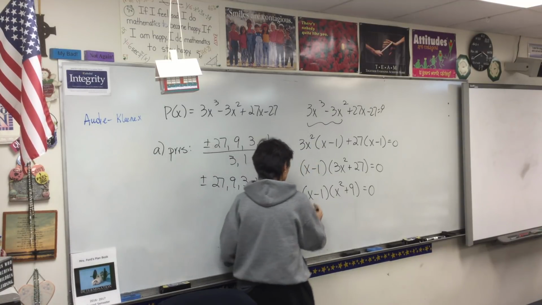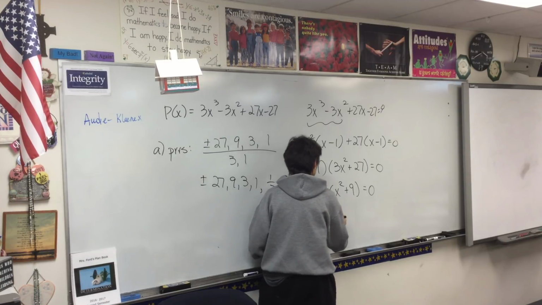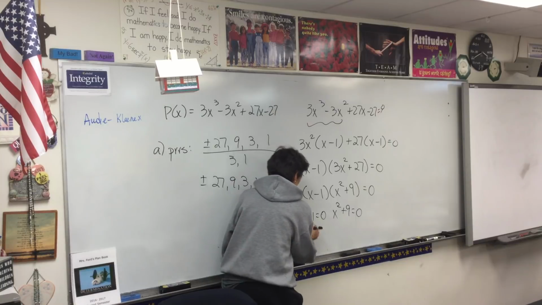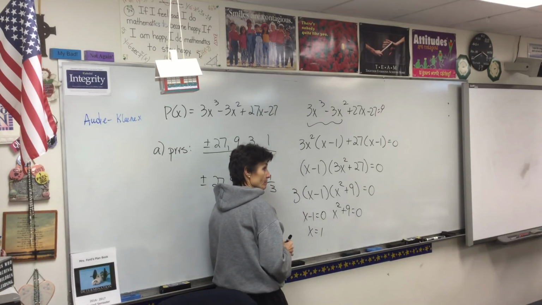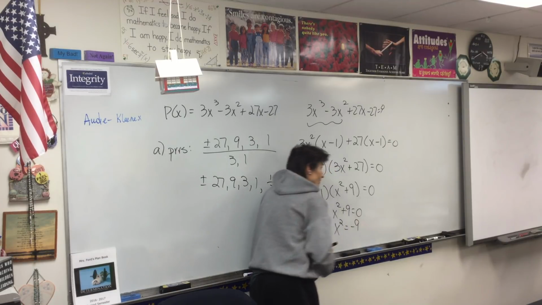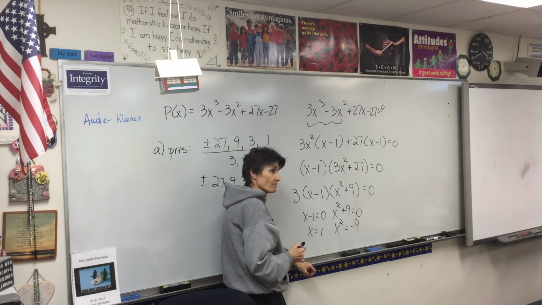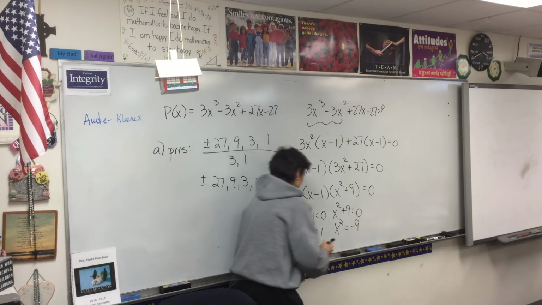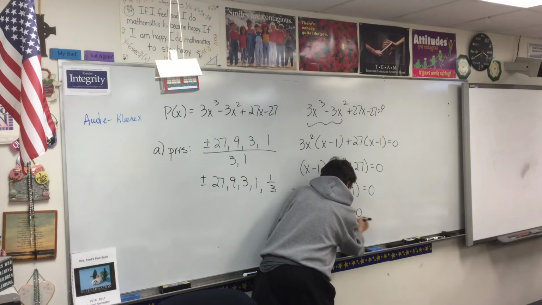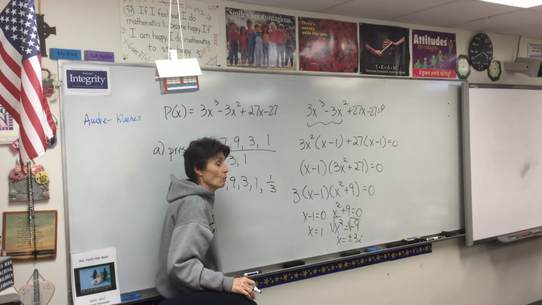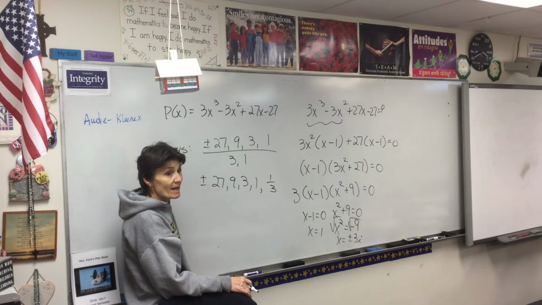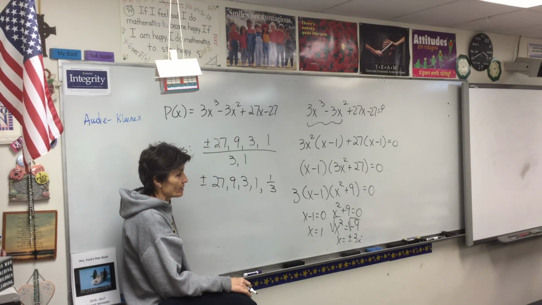So now I'm going to take each of my parentheses and set them equal to 0, and I'm going to solve. So it looks like x equals 1, when x squared equals negative 9. Very good, Max. I'm square rooting. When I square root, it's plus or minus. Plus or minus the square root of negative 9 is plus or minus 3i.